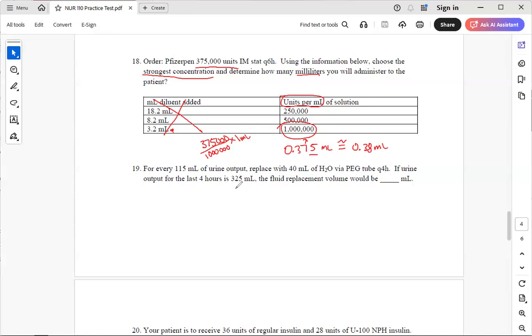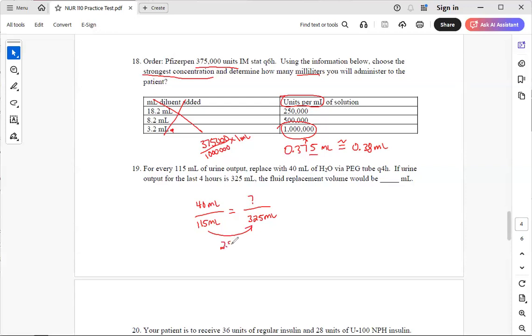All right, we already worked through one of these questions. So again, let's say we're comparing the output and the input. So if I have 40 as my replacement volume, and that's for every 115 milliliters that leaves, and then I have my actual output is 325, and I'm looking for this. I could just say, okay, well, what do I need to get from 115 to 325? So I would say 325 divided by 115. And then I get this crazy number, right?